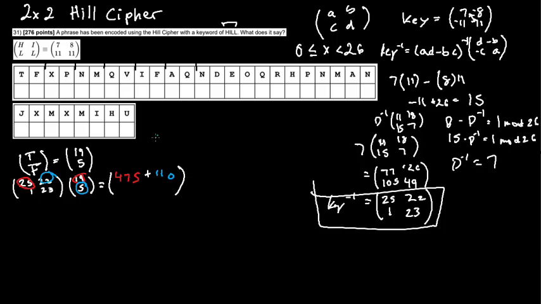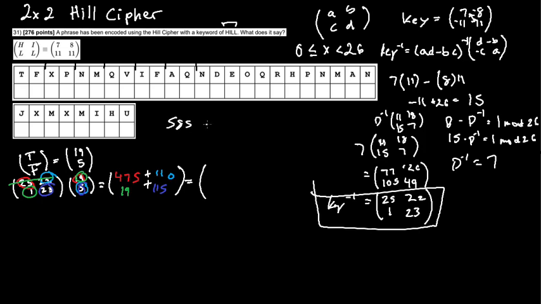And then we forget this row, then do this number times this number, and this number times this number. 1 times 19 is 19. And 23 times 5 is 115. Now we add those together. The first number is 585.